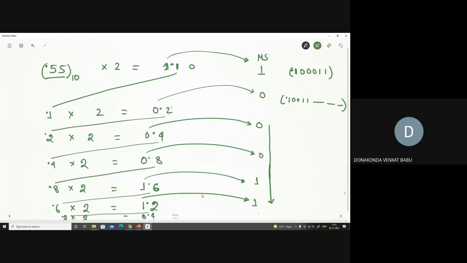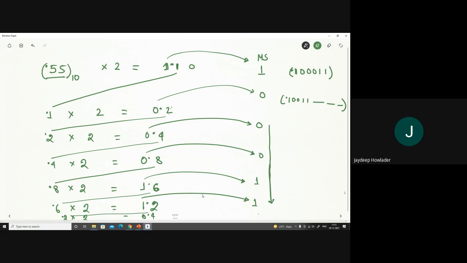Yes. Okay. So our understanding is that whenever we are changing the representations, it may not be very good. There will be some truncations. There will be some losing of values.